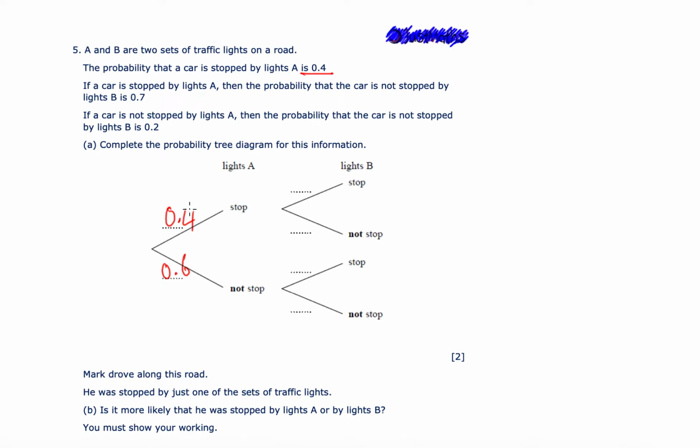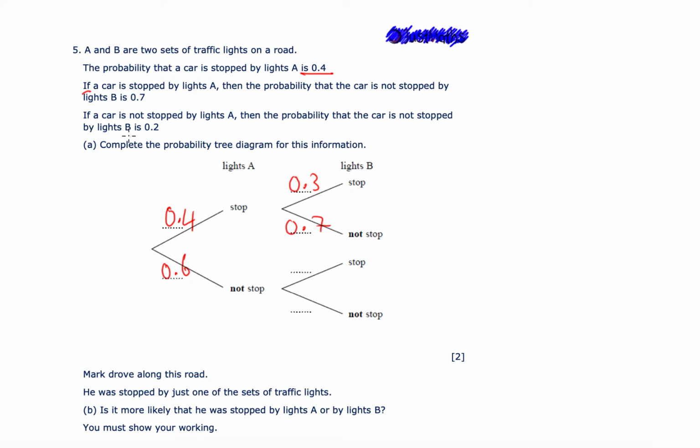And again, we see the pattern of that tree diagram. We know that the branches next to each other always add up to 1. These will add up to 1, these will add up to 1, and these will add up to 1 as well. Okay. So now, if the car is stopped by lights A, so it means we've gone down this part of the tree diagram, then the probability that the car is not stopped by light B is 0.7. So we know not stopped by light B is 0.7, so we can work this out now to be 0.3.